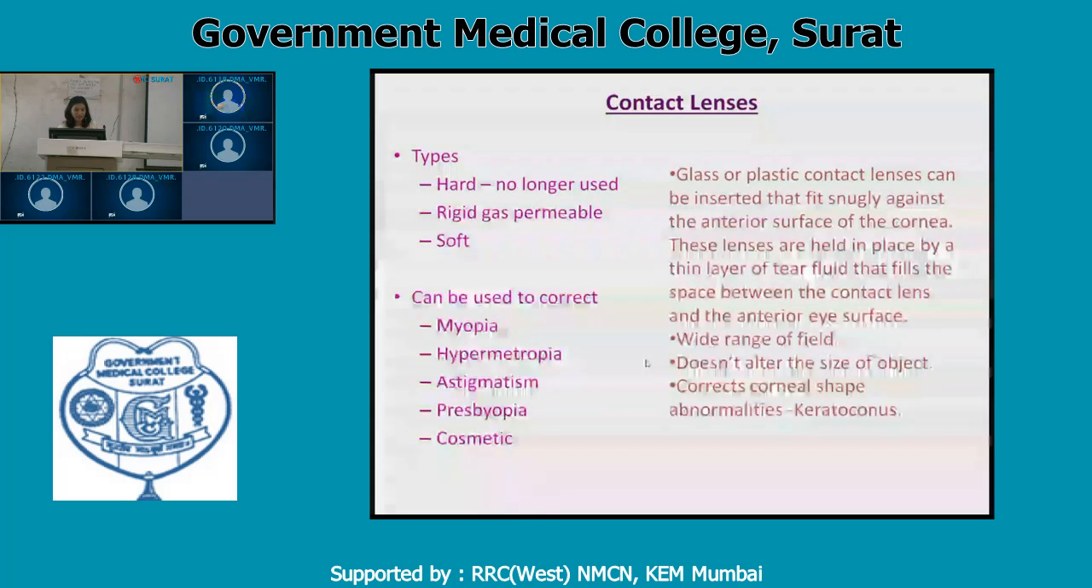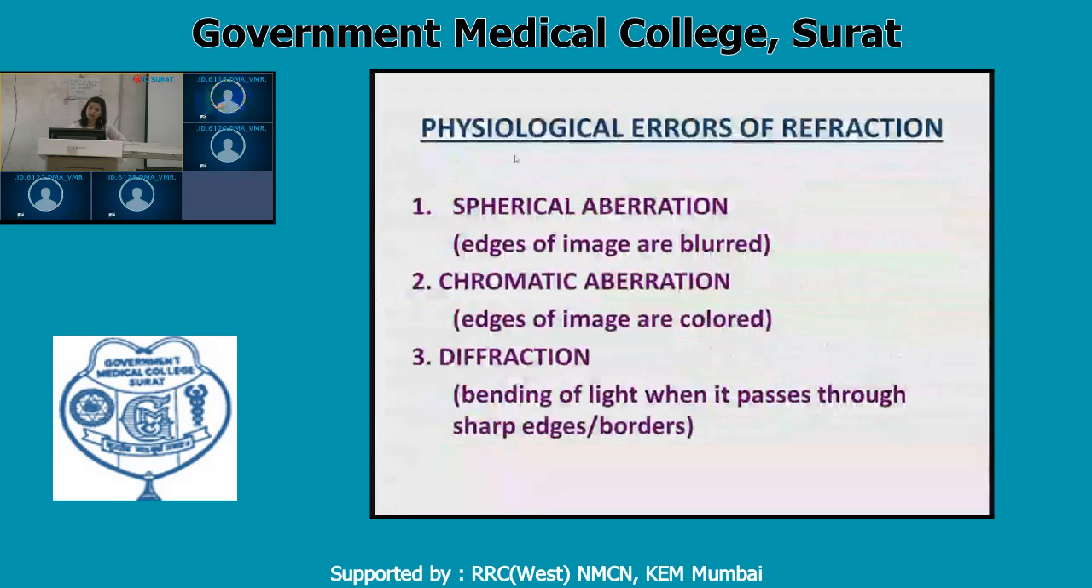Now coming to the physiological errors of refraction. Spherical aberration: in this, the edges of images are blurred. At the periphery of the lens you get a different refractive power than in the center of the lens. So due to this change in curvature at the center and the periphery, there is a spherical aberration, and the edges of the image get blurred. This is a normal physiological condition which we all experience.